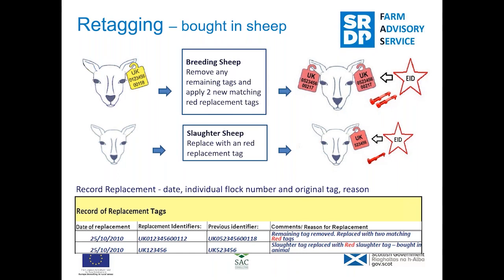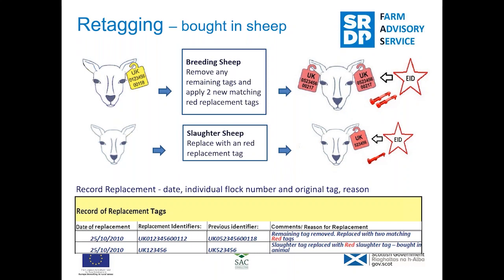Yeah. So another good question that's come up a few times is, what about if you buy in breeding ewe lambs on a slaughter tag and then upgrade them? How do you do that? If you buy them in, they'll be tagged with the holding they were born on, and because you've brought them onto a different holding, your holding, you would have to retag them with red replacement tags, and you would need to record the tag number that you've cut out, and then record the 2 new ones that you've put in.